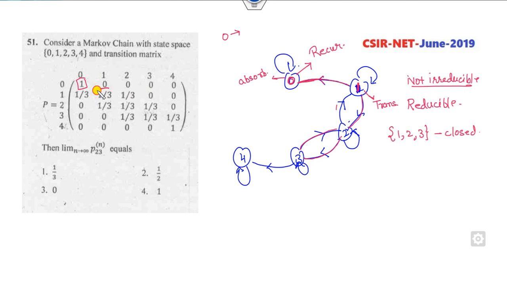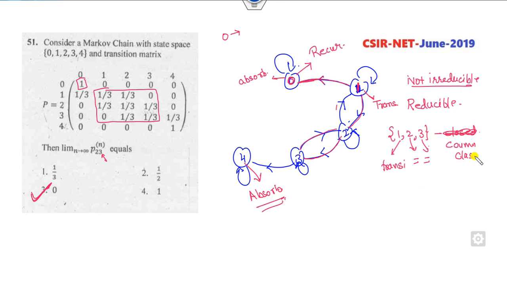Now you have already proved the first one is transient. So it means this is also transient, and this is also transient. Once you prove that the third is transient, the limiting probability will be 0. So that's a simple right answer. The diagonal entry of 4 is also 1, so this is also called an absorbing state. So this is not a closed class, but it is one communicating class.